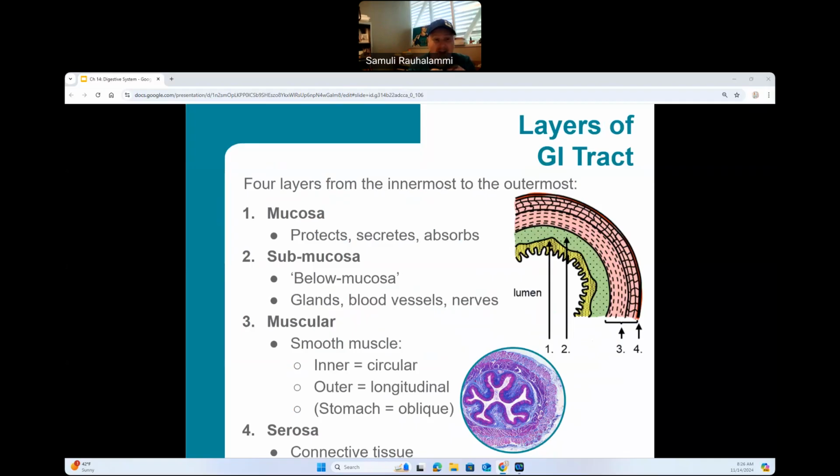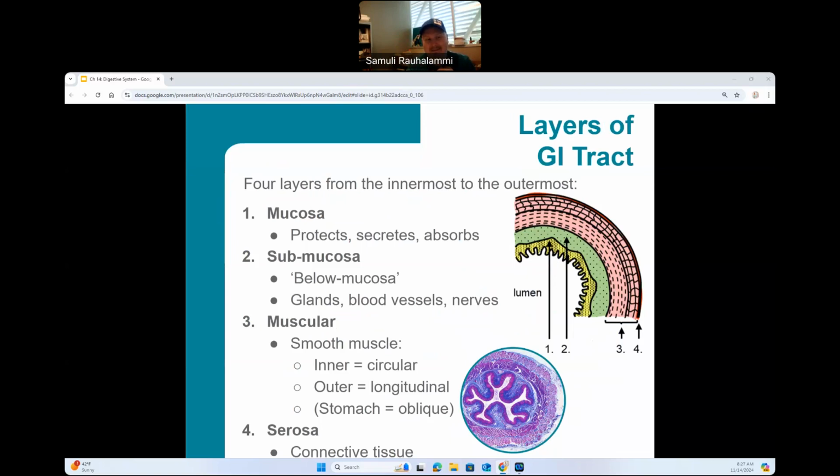The second layer that we're going to see is our submucosa. The name literally tells us that it's located below the mucosa. This is our control layer. This is where we'll see, for example, glands. We'll see blood vessels and nerves, so a lot of regulation of what's going to happen inside that digestive tract.